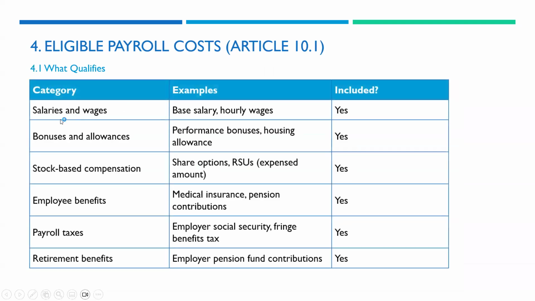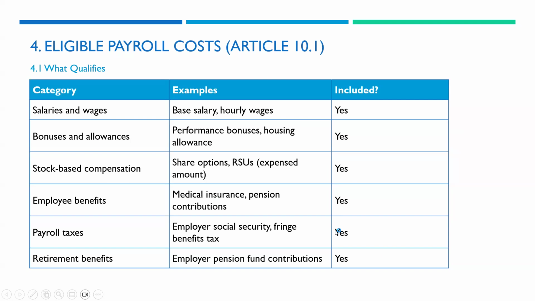Okay, so let's look at eligible payroll costs. What cost would qualify to be eligible payroll cost? That would be salary and wages. Base salary, hourly wage, it doesn't matter. Salary and wages are included. Bonuses and allowances, performance bonuses, housing allowance, yes. Stock based compensation, yes. Employee benefits, yes. Payroll taxes, meaning like in India, there is an employer contribution to Provident Fund. So those things are also included.